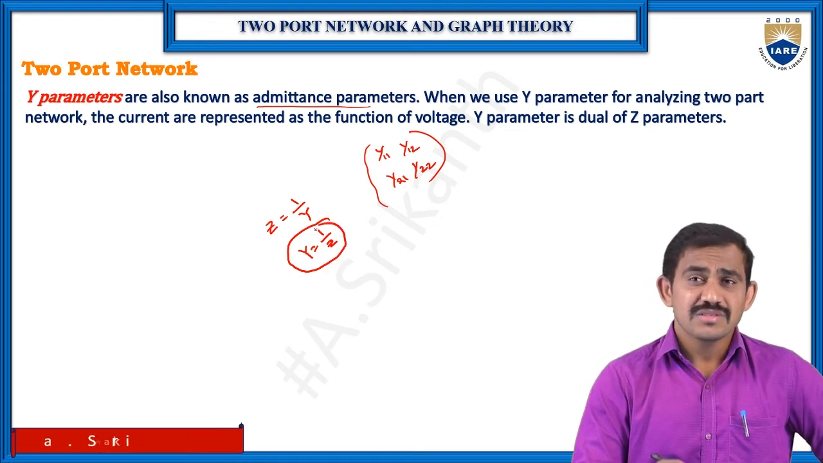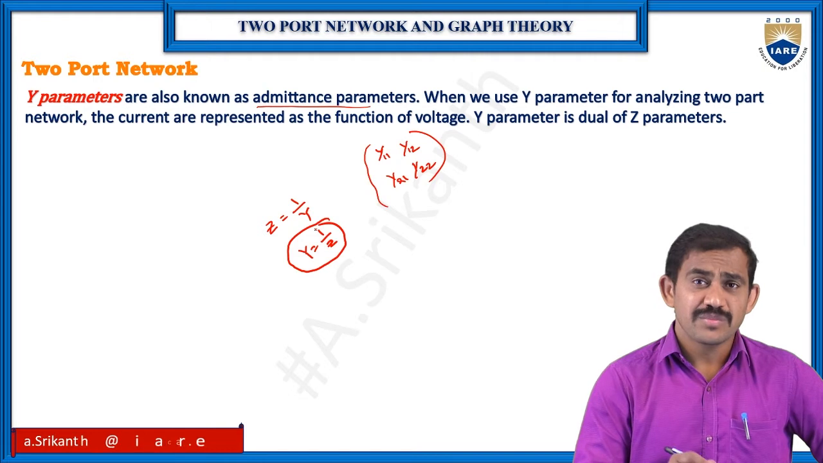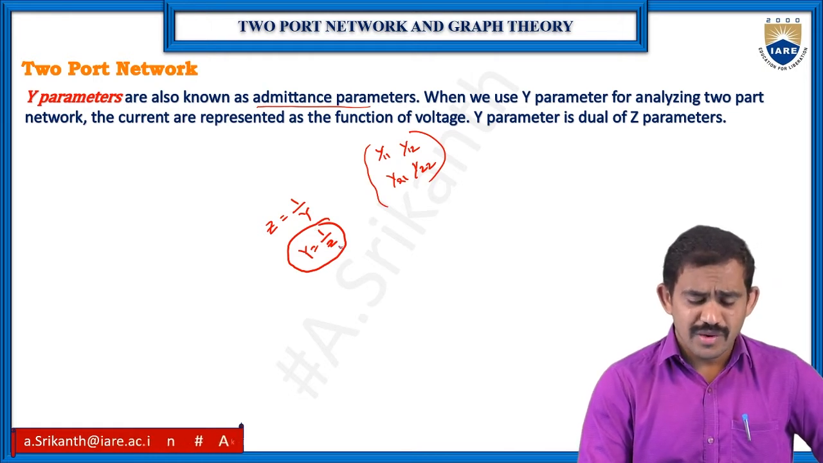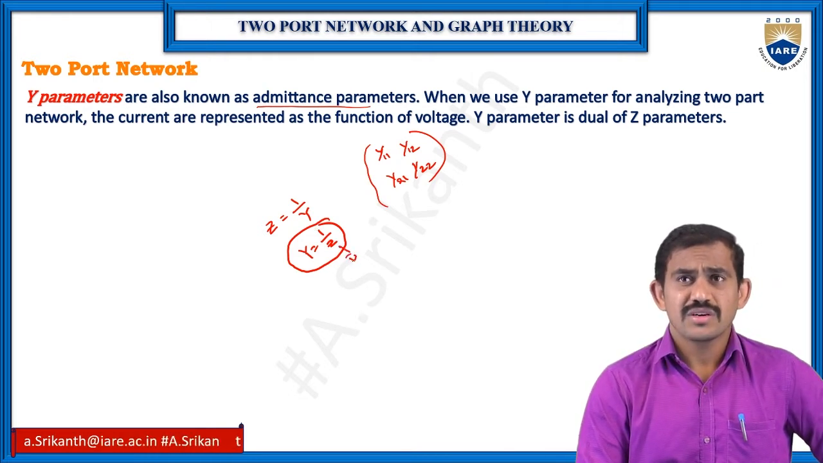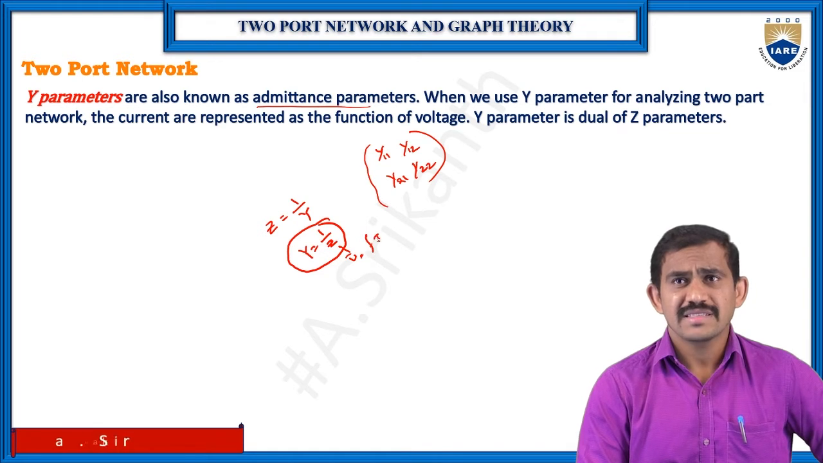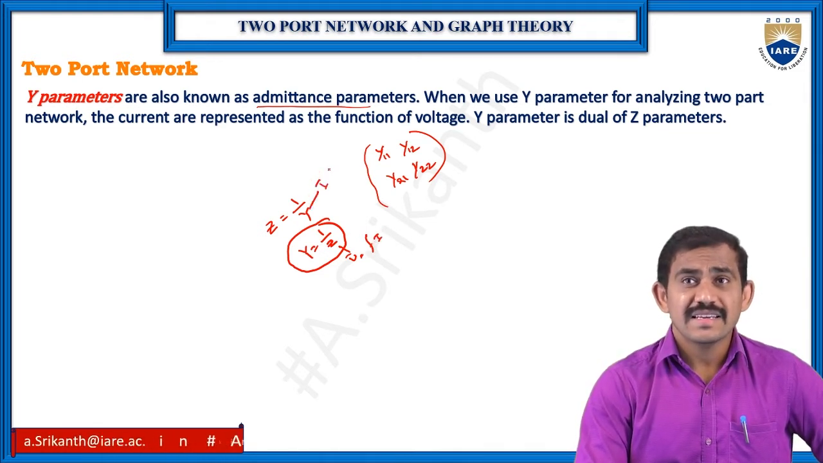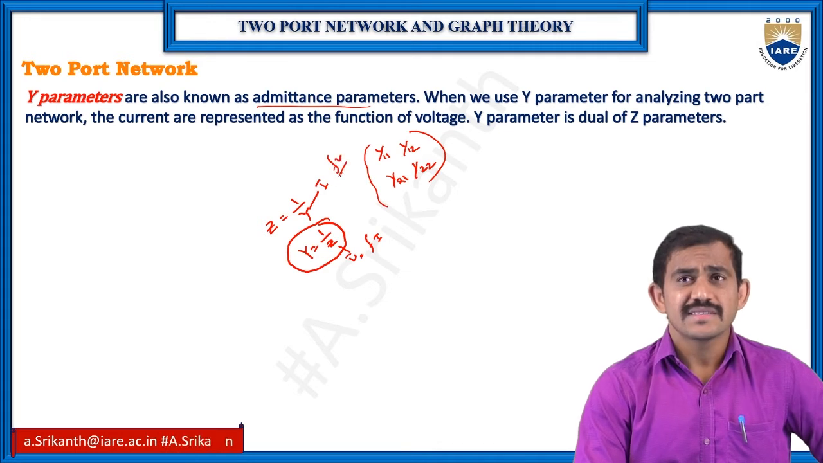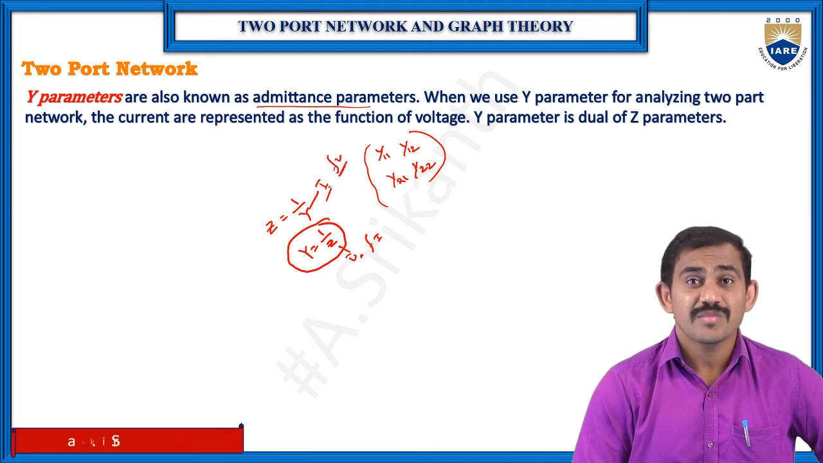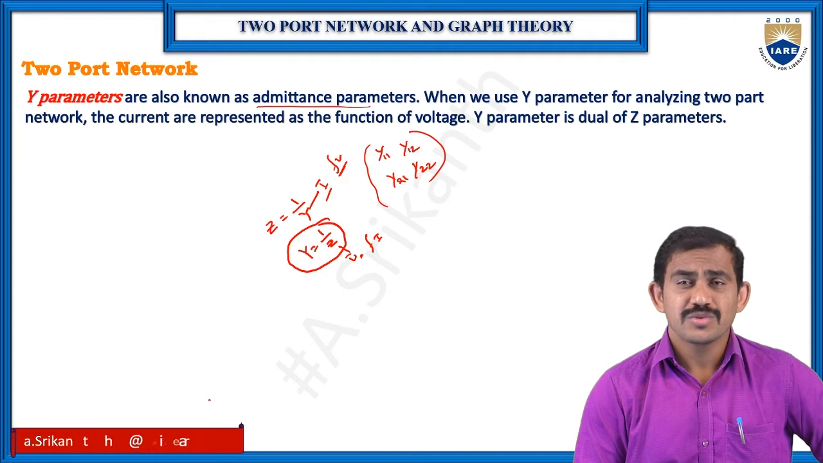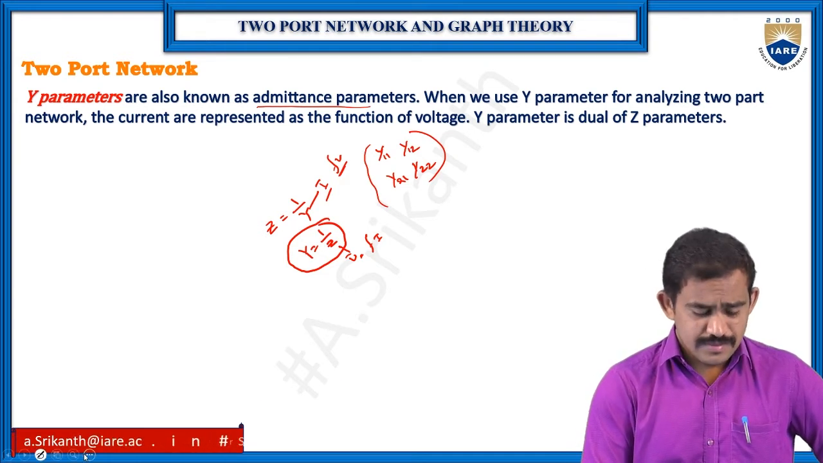Okay. Now Z parameters are your impedance parameters, with voltage in terms of current, and Y parameters have current in terms of voltages. Now just observe those equations.